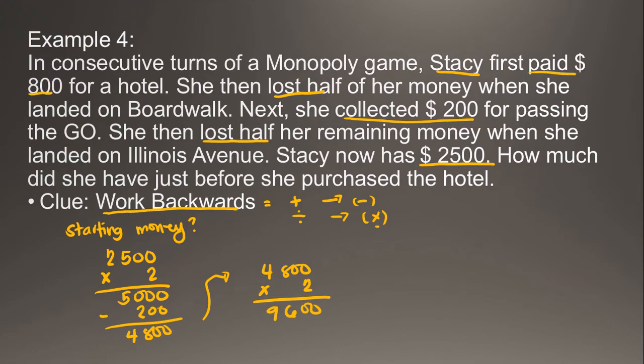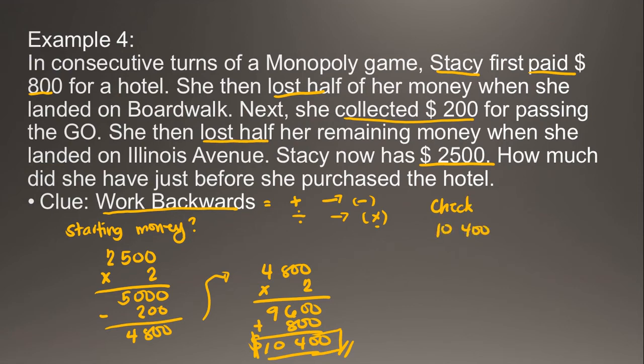And then, unsa pa ba ang nahitabo before pa ana? So, nagpaid siya, she paid $800 for a hotel. So, kung nagbayad siya, backwards man ta, so mag-add ta. So, that is 9,600 plus 800, that is equals to 10,400. Naa pay nahitabo niya before ani? Wala na. So, therefore, we conclude that ang atong beginning money is $10,400.